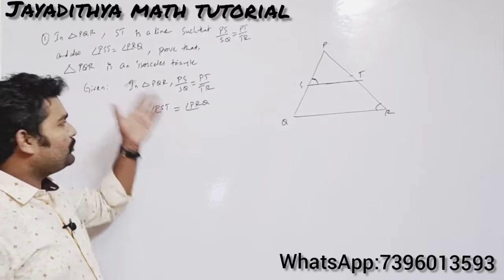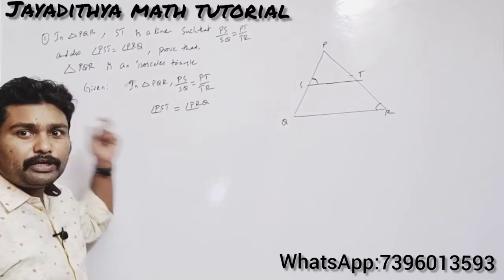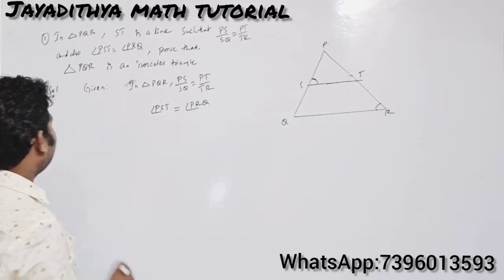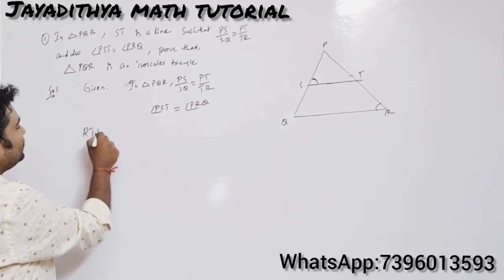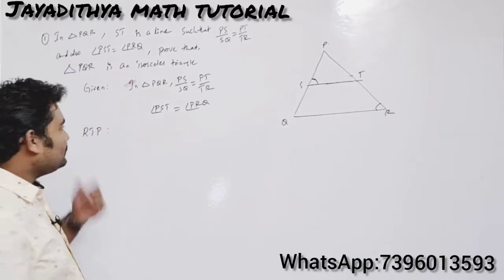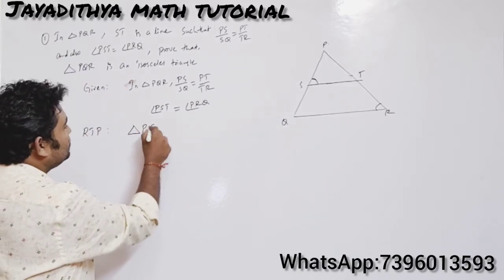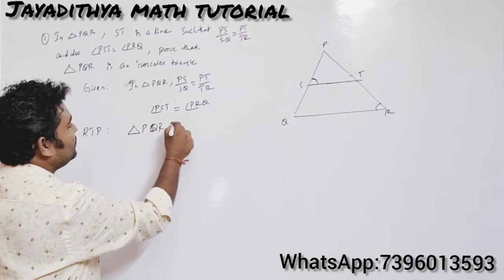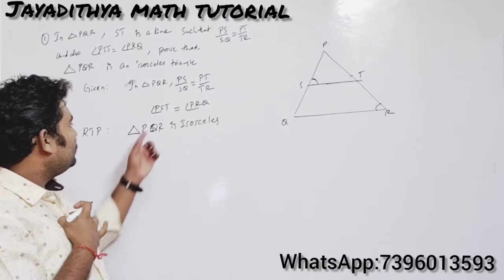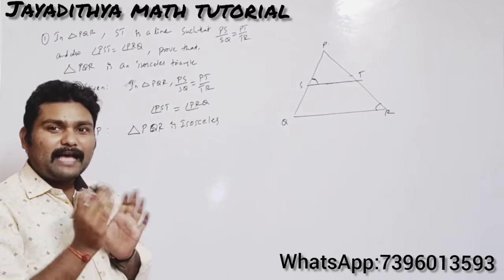Whenever you are doing some proofs, you should write the format here. That is, first you need to write given data, then you need to write required to prove, then you start the proof. So what we need to prove here, that is required to prove. Triangle PQR is an isosceles. So write that down. Triangle PQR is isosceles.